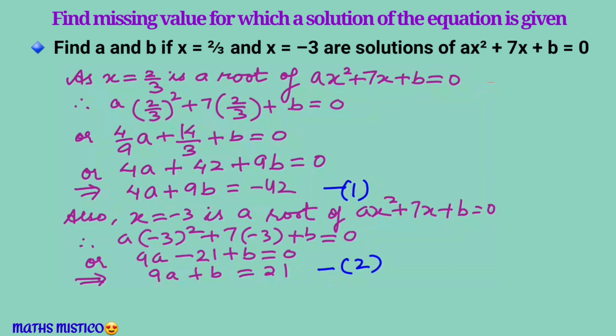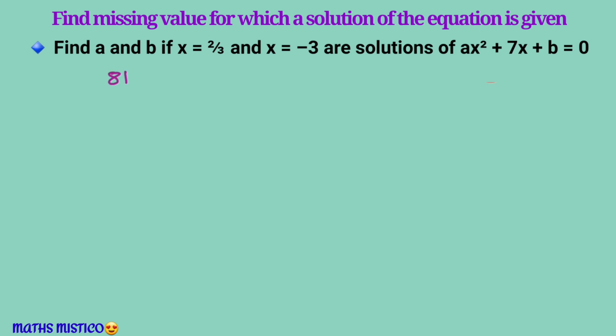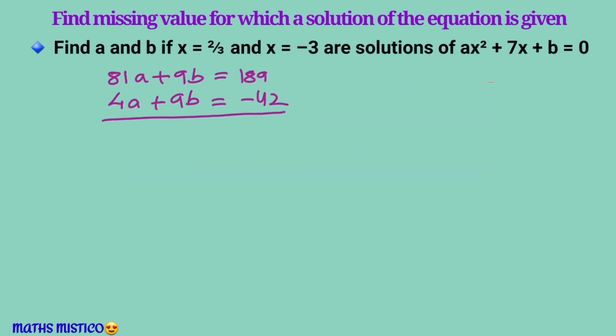I want to make the coefficients of b equal, so I am multiplying the second equation by 9, and so it becomes 81a plus 9b equal to 189. Now I'll write the first equation under it. Since the b terms have same sign in both the equations, I will subtract. So 81a minus 4a is 77a and 189 plus 42 is 231. Therefore a is 231 upon 77, which on simplifying gives us 3.